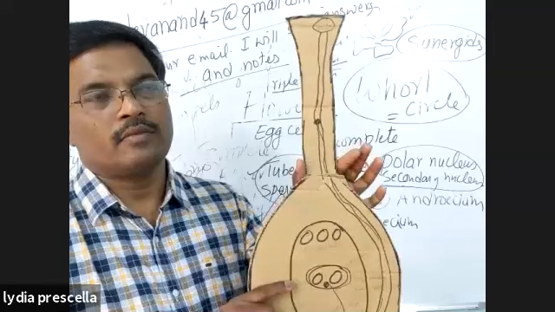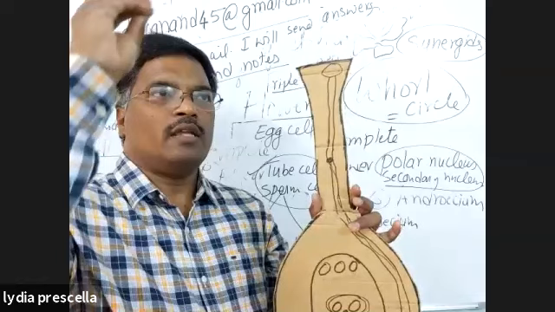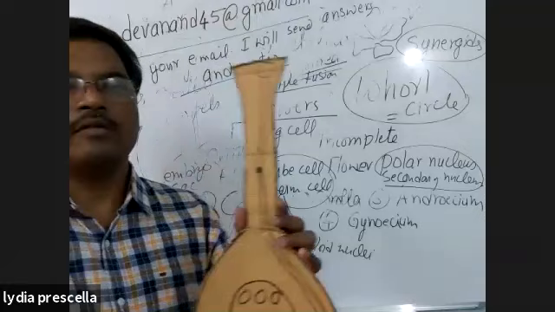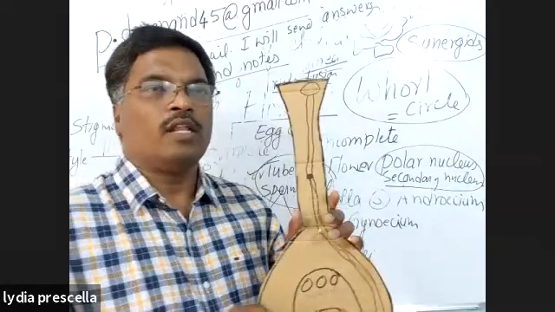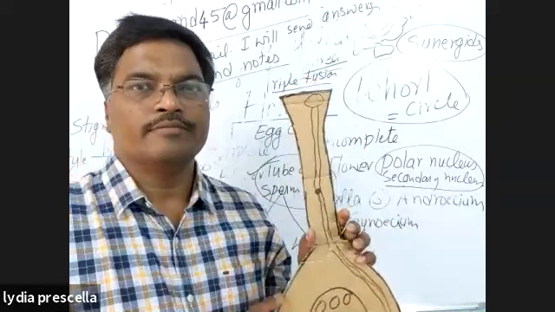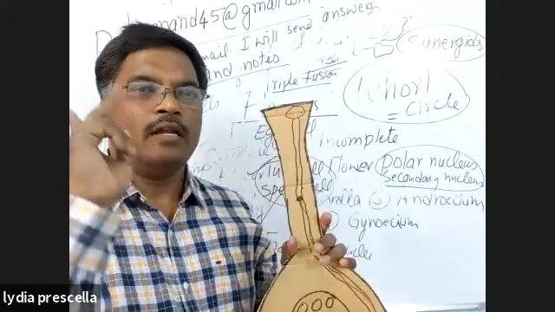Now, one pollen grain has fallen onto the stigma. Inside the pollen grain, how many cells will be there? There will be 2 cells. What are the names of these 2 cells? Number 1 is the tube cell. Number 2 is the sperm cell. Tube cell and sperm cell.